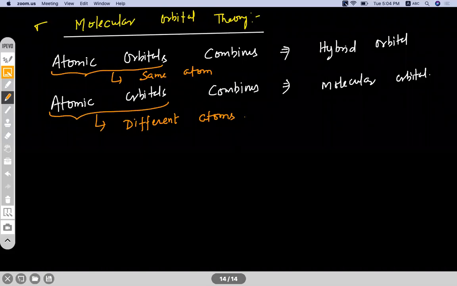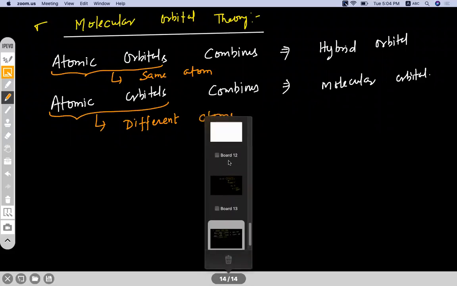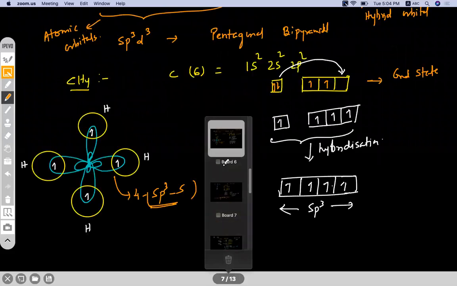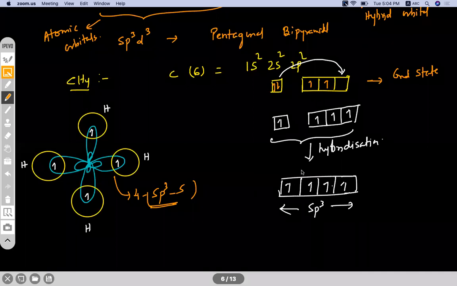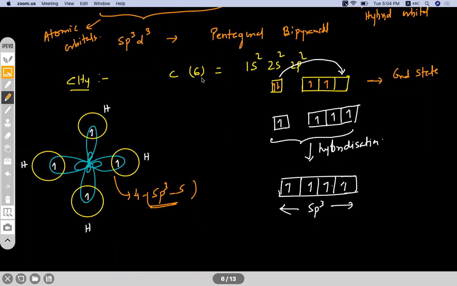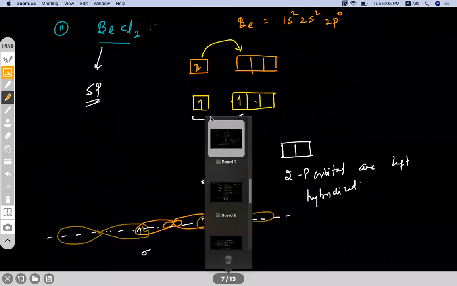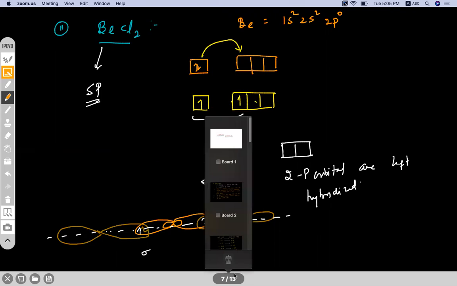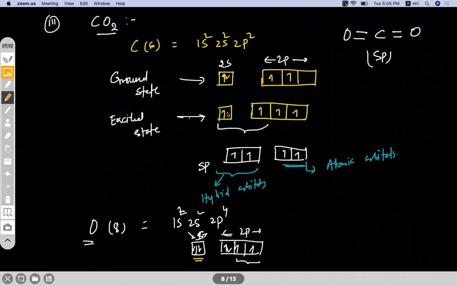Now go back and see the examples of CH4 I have discussed, and BeCl2. These four orbitals go under hybridization, all four orbitals of carbon. We don't have orbitals of hydrogen here. The atomic orbitals of carbon combine and form hybrid orbitals, so only one atom is involved. In BeCl2, the atomic orbitals of beryllium combine and form hybrid orbitals. Atomic orbitals of carbon combine and form hybrid orbitals.